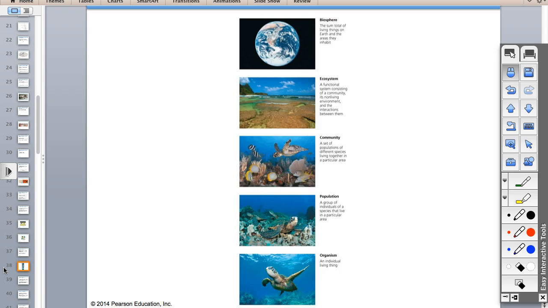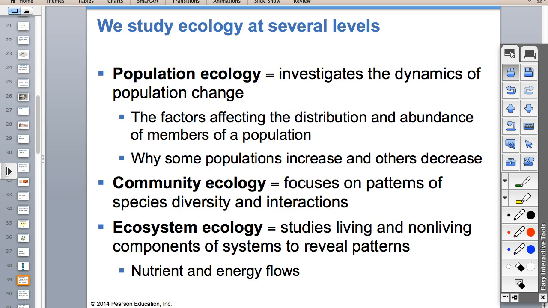So biosphere is all the living things. Ecosystem is the living and non-living things in an area. Community is all the populations that are kind of coinciding. A population is a group of a single species, and then an organism is obviously that one organism, an individual living thing.